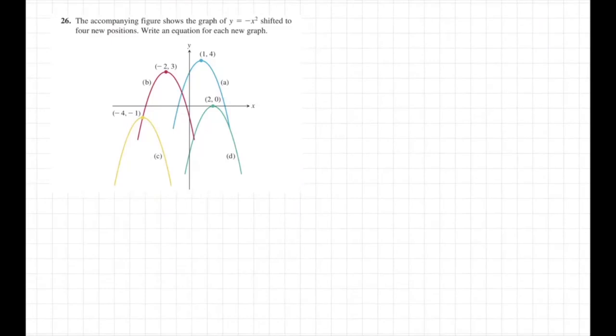Problem 26. I just talked about how to shift functions a little bit, and now we are going to apply that. Here we have a downward-looking parabola, like the usual parabola. How does it look? Like this: minus x squared.